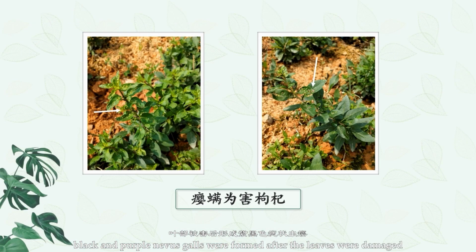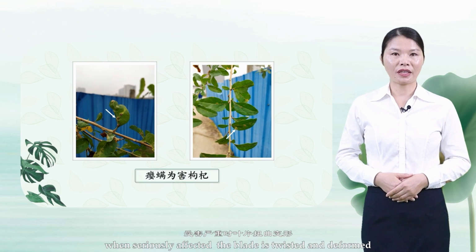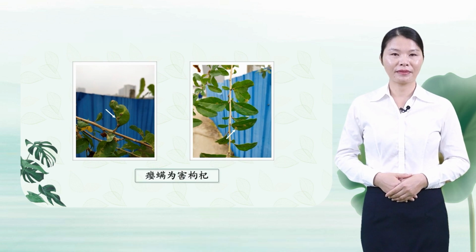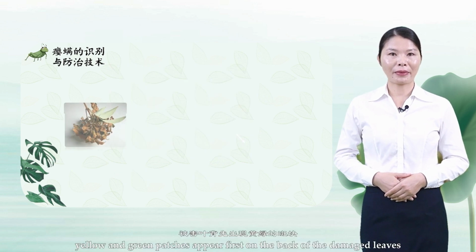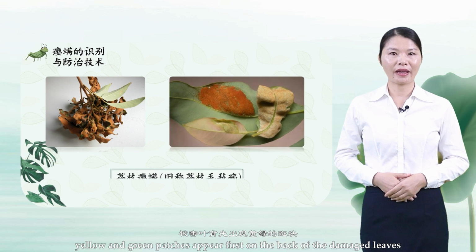Black and purple nevus galls were formed after the leaves were damaged. When seriously affected, the blade is twisted and deformed. This is gall mite infesting lychee. Blade distortion also appears. Yellow and green patches appear first on the back of the damaged leaves.